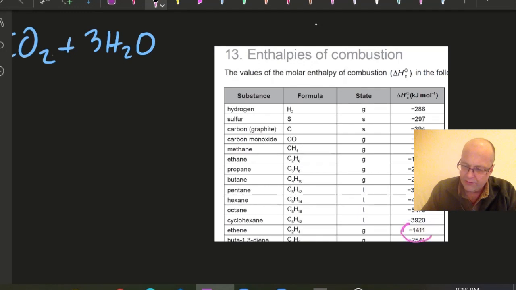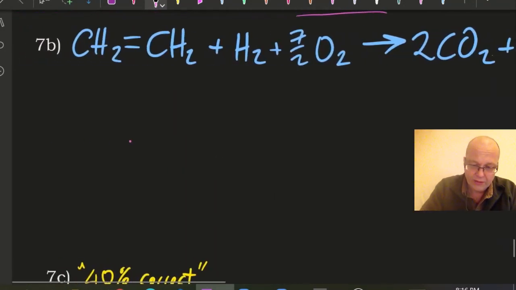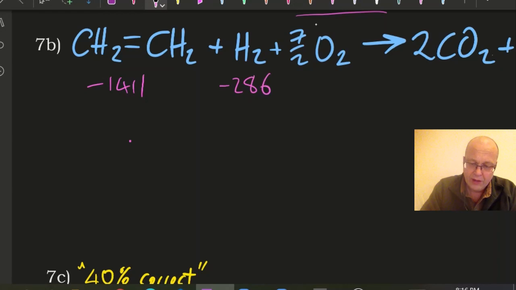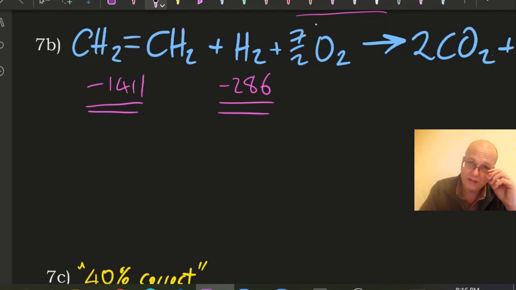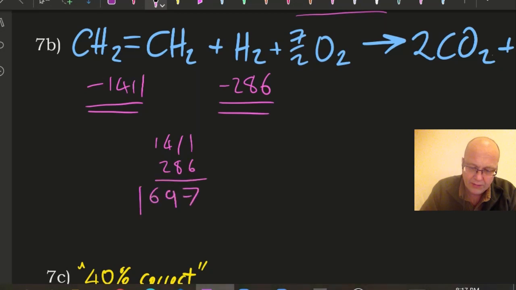So ethene is minus 1411, and hydrogen is the only other one on the table, minus 286. So minus 1411 and minus 286. If I burn ethene, completely combust it, I make that much energy, and I make that much energy with the hydrogen. So I'm just going to add those two things together. You can't really burn oxygen, can you? I mean, you need a fuel for that. So what have we got? 1411, 286, that's going to be 1697. I think that's going to be kilojoules per mole.